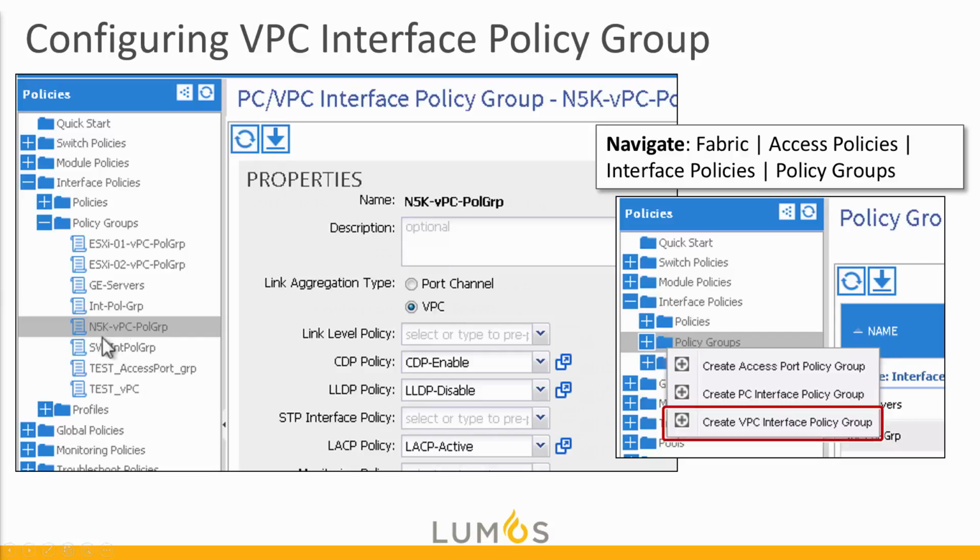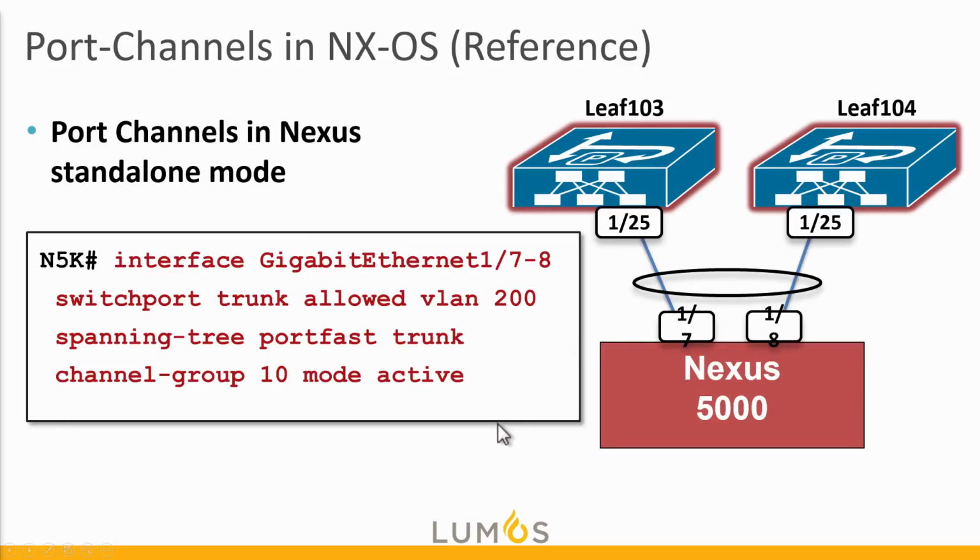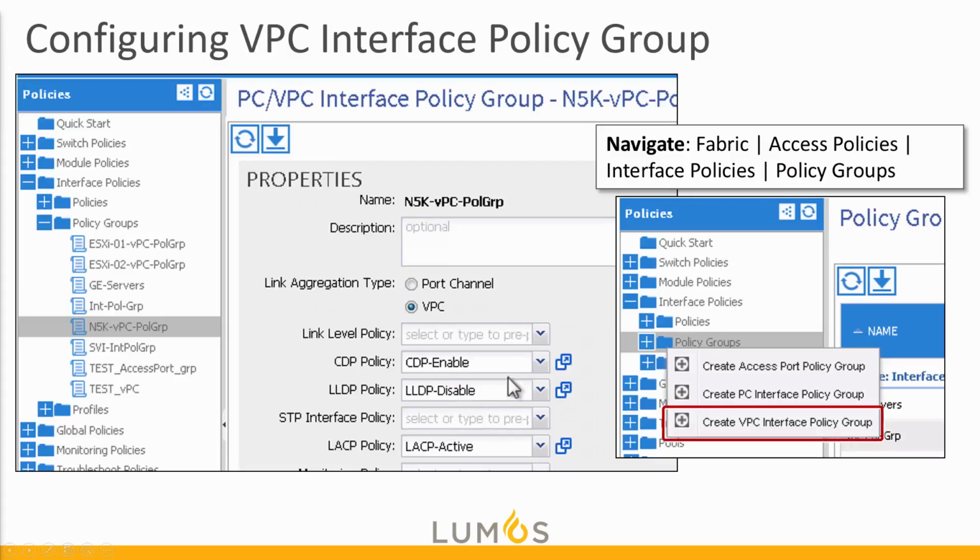So in the case of, let's say, this Nexus 5K, CDP is enabled, LLDP is disabled, and LACP needs to be active. And then from the southbound perspective, here's an example. Leaf 103 and 104 on ACI, port 125, are the VPC peers. And then southbound on the Nexus 5K, interfaces 17 and 18 are in that single channel group 10 mode active. And therein we have, back in ACI, that port channel formed.